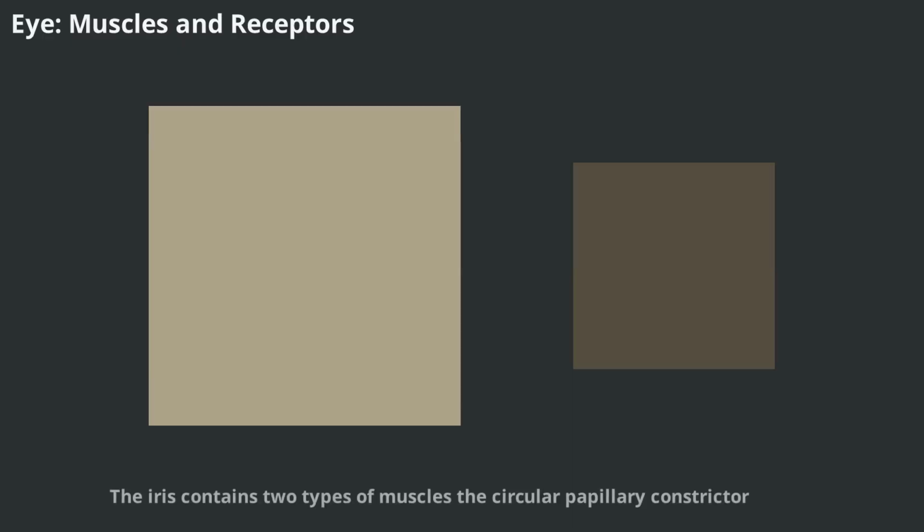The iris contains two types of muscles: the circular pupillary constrictor, which has M3 receptors and causes miosis, constriction, and the radial pupillary dilator, which has alpha-1 receptors and causes mydriasis, dilation. The ciliary body also plays a role in vision, with the ciliary process secreting aqueous humor and the ciliary muscles adjusting lens shape for near vision.